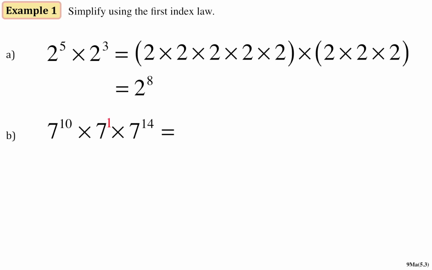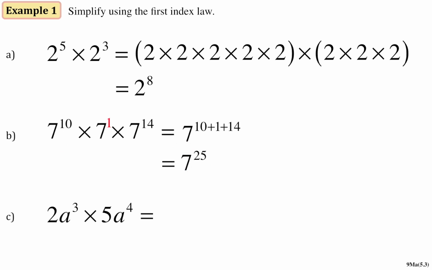Now the shortcut for this would be, now we have the same base number of 7, so because we're multiplying with indices, we look at the powers and we add them. 10 plus 1 plus 14. 10 plus 1 is 11, 11 plus 14 is 25, so that's the same as multiplying 7 by itself 25 times.